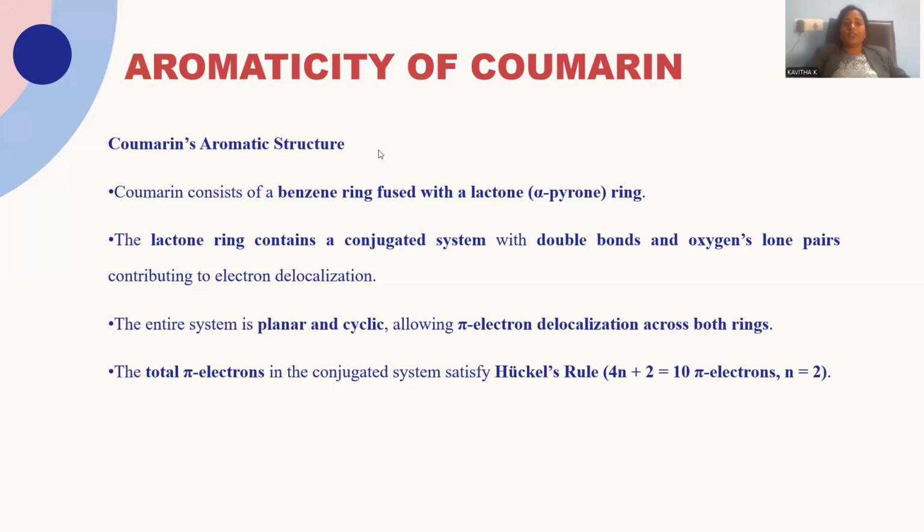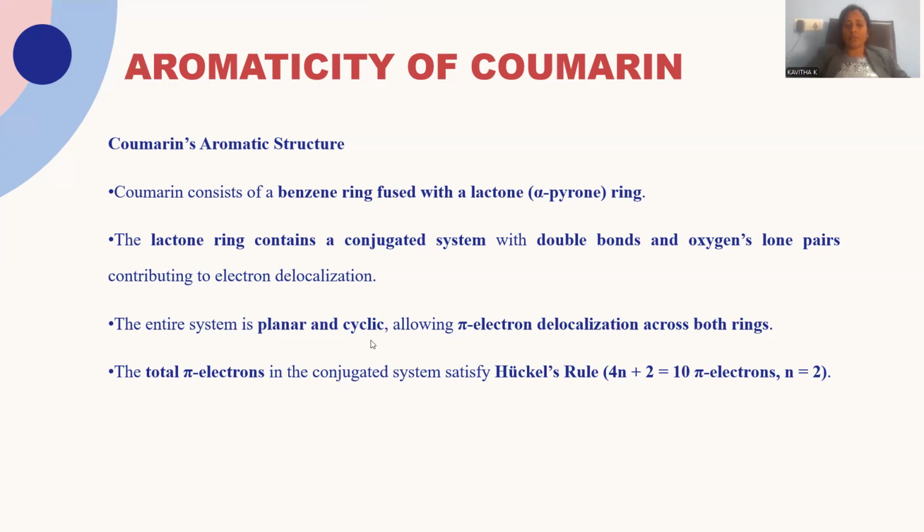And in continuation to the aromaticity, it is a class of benzopyran. A benzene ring fused with the lactone will be there. The lactone ring contains the conjugated system. Double bonds are present, and oxygen lone pairs are taking part in this electron delocalization. The electrons are contributed by the oxygen inside the ring system in order to make the conjugation within the ring system. And the pi electron delocalization across the two rings is possible, and delocalization is an important characteristic for that, and planarity is another characteristic for the aromaticity.